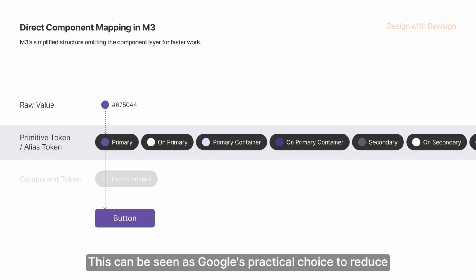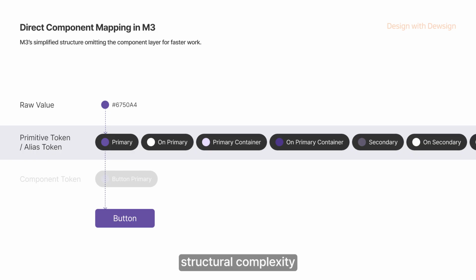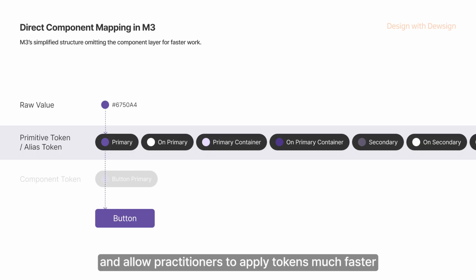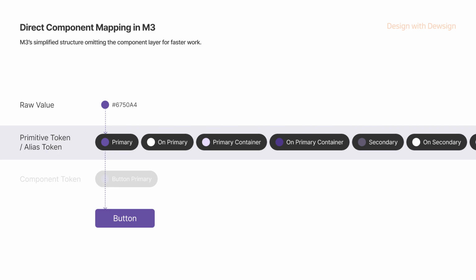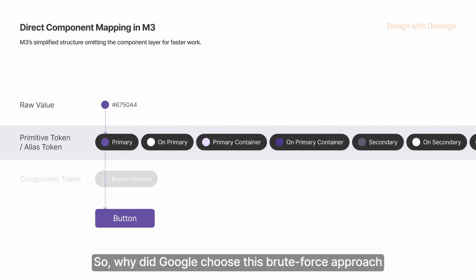This can be seen as Google's practical choice to reduce structural complexity and allow practitioners to apply tokens much faster and more intuitively when building components. In essence, they stripped away unnecessary layers to maximize productivity. So, why did Google choose this brute force approach of listing out every single color theme, even if it meant cutting down these steps? We'll unlock that secret in the next chapter.